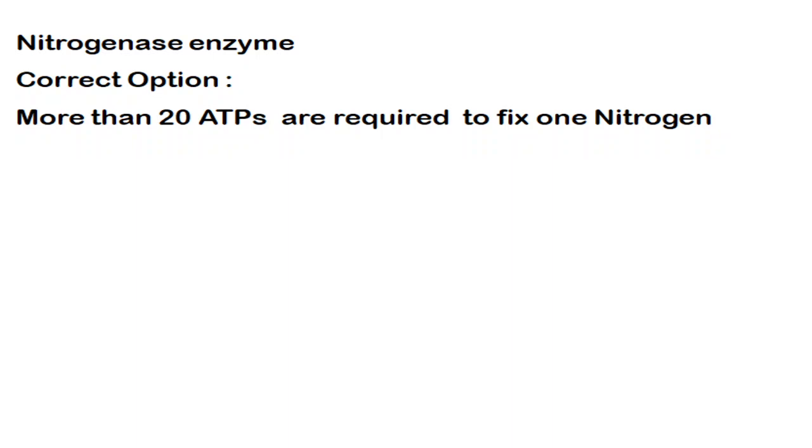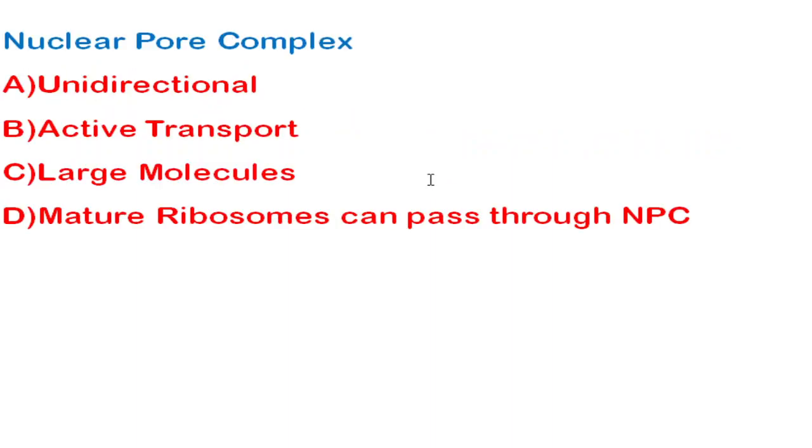Next there is a question regarding nitrogenase enzyme, and they have given 4 statements and asked to find out the incorrect statement. I just find this particular option alone in my mind, that is, more than 20 ATPs are required to fix one nitrogen. But we all know 16 ATPs are required to reduce or fix one nitrogen under biological nitrogen fixation. So this particular option is the incorrect one. If you gave this option, you will be getting 3 marks.